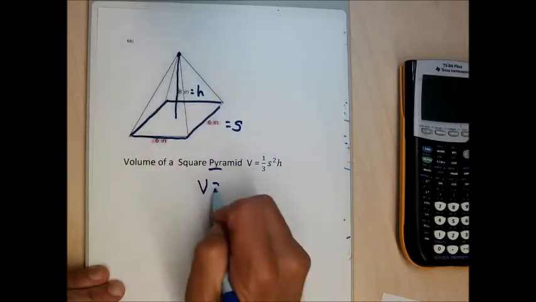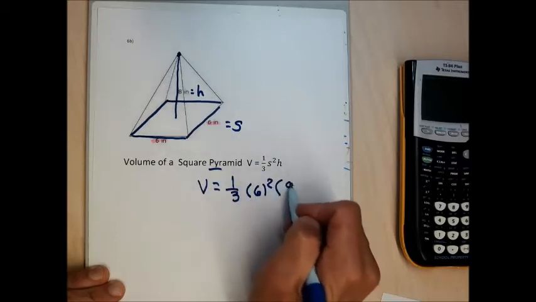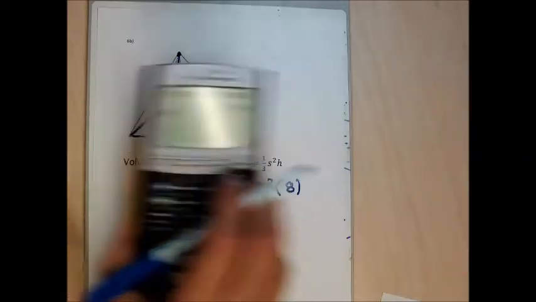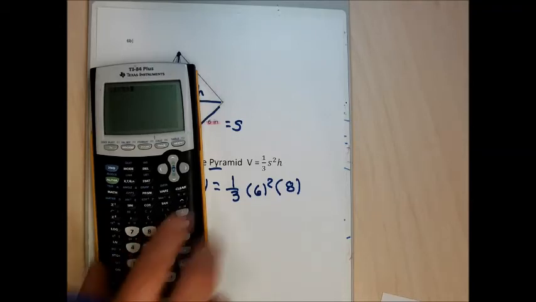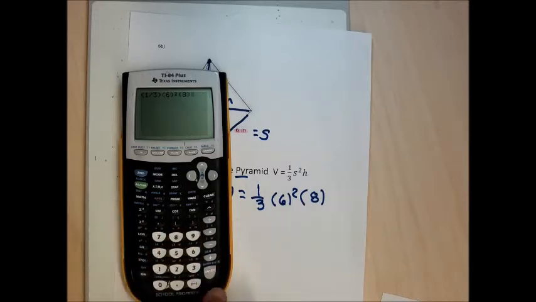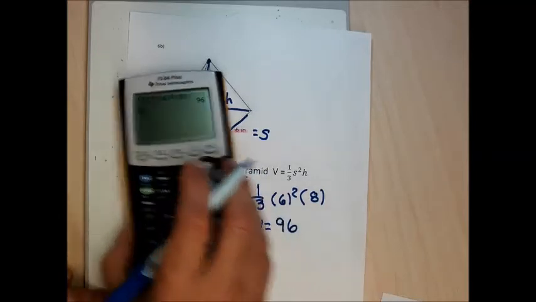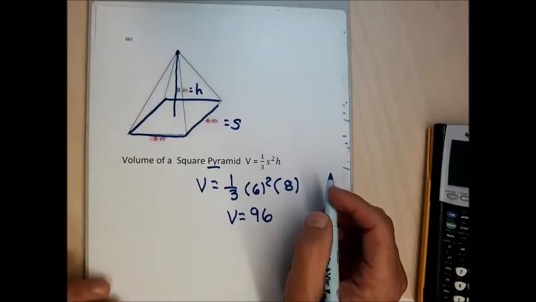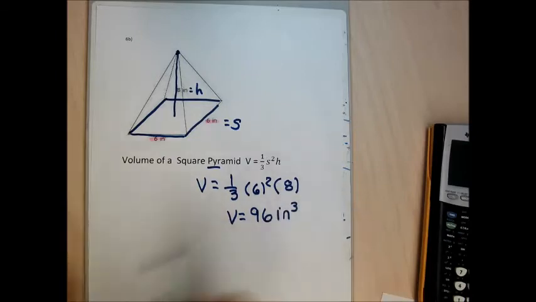I'm going to go volume equals 1/3, and then times 6 squared, and then times 8. I'll do this on my calculator the best I can again. So 1 divided by 3 in parentheses for the 1/3, and then parentheses 6 squared, and then parentheses 8. That looks close enough that I'm going to be happy with the number. The numerical part of my answer is going to be 96. Because it's volume, I need cubic units, and because these are inches, I need cubic inches. So my answer to 6B, the volume is 96 cubic inches.